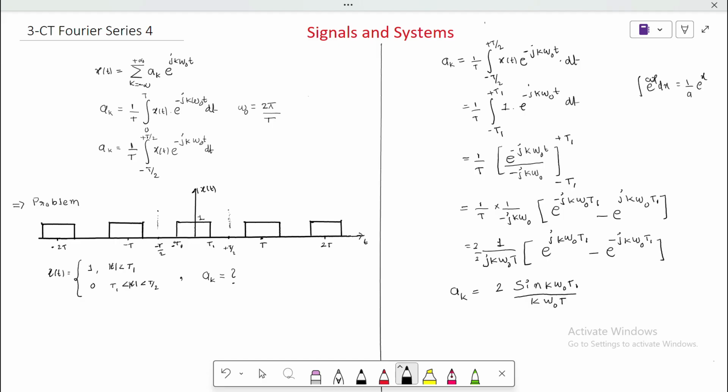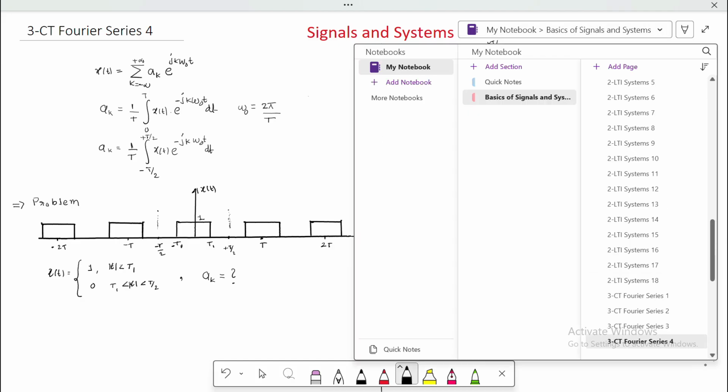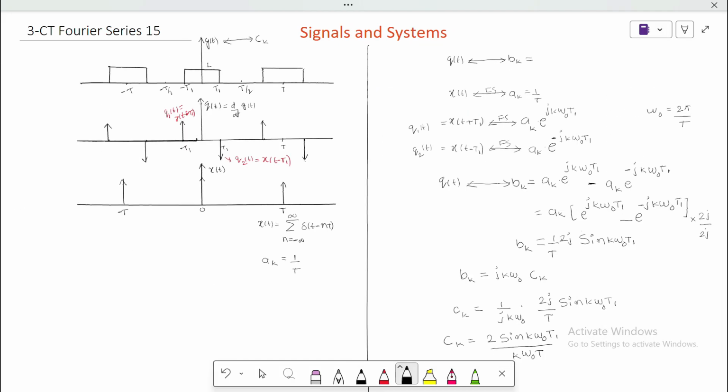So here, this is the impulse train, sorry, rectangular pulse train. The rectangular pulse train has a_k equal to 2 sin(k omega naught T1) by k omega naught T, is it? So the same thing. The 15th one, sorry, is about the rectangular pulse train, the rectangular pulse periodic signal Fourier series coefficient.